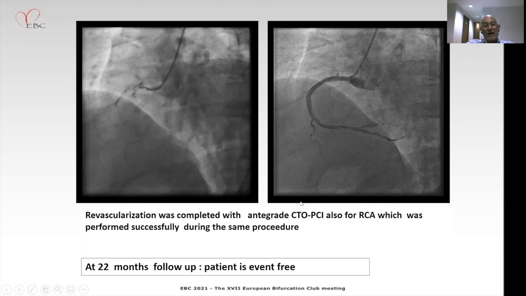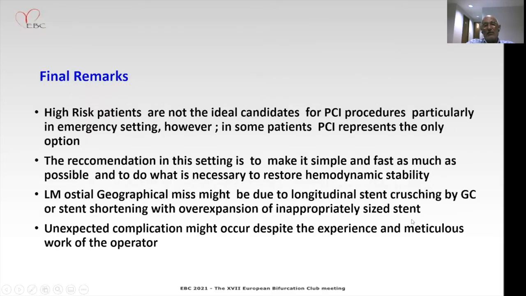And now at 22 months follow-up, the patient is still event-free. So my final message is that high-risk patients are not the ideal candidates for procedure, particularly in emergency settings. However, in some patients, PCI represents the only option to rescue the patient. The recommendation in this setting is to make it simple and fast as much as possible, and so to do what is necessary to restore hemodynamic stability in these patients.